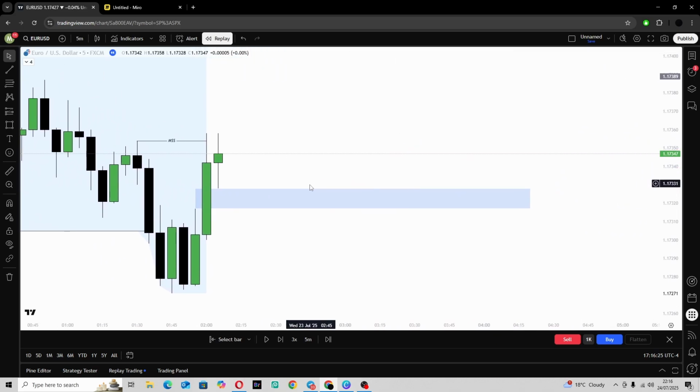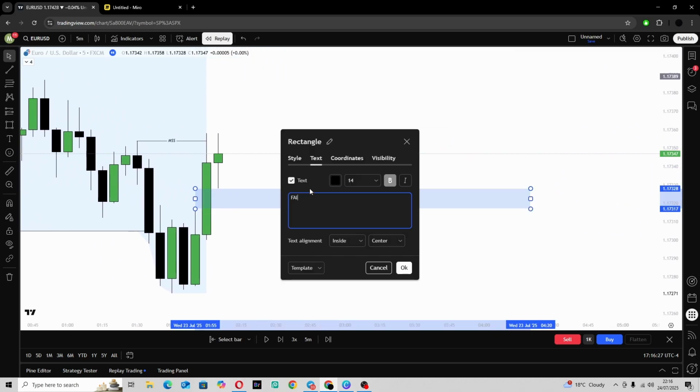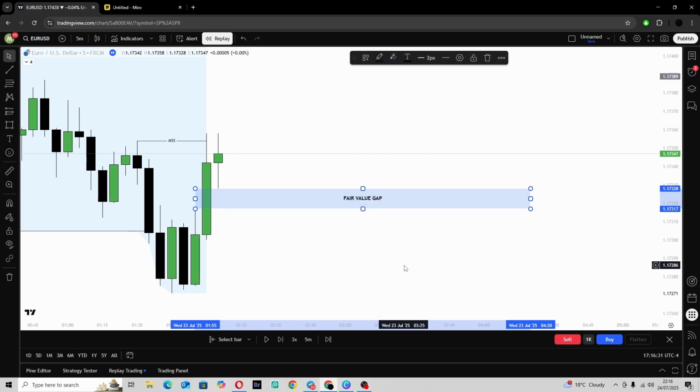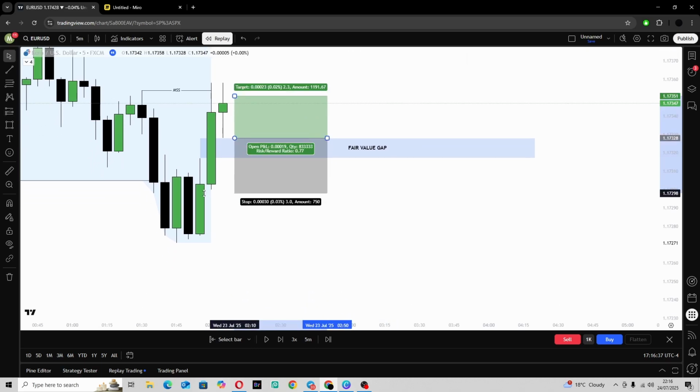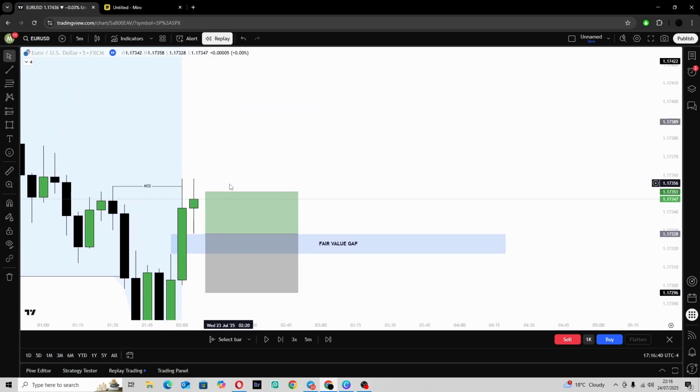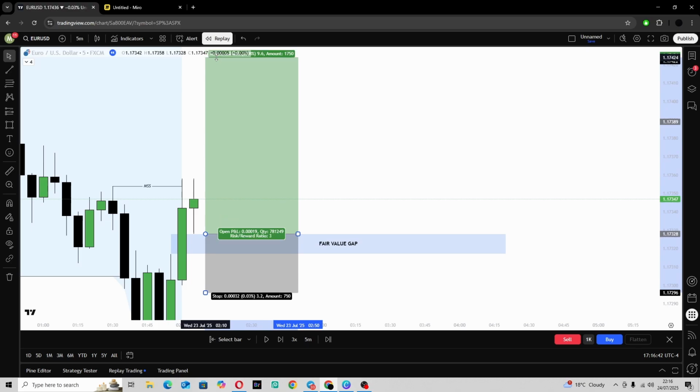Anyway, what we're going to be doing now is marking out my fair value gap. As soon as I mark out my fair value gap, all I've got to do is very simple. I place my buy limit right here, place my stop loss just below the first candle of the FVG, and place my take profit at a 1-to-3 risk-to-reward ratio.